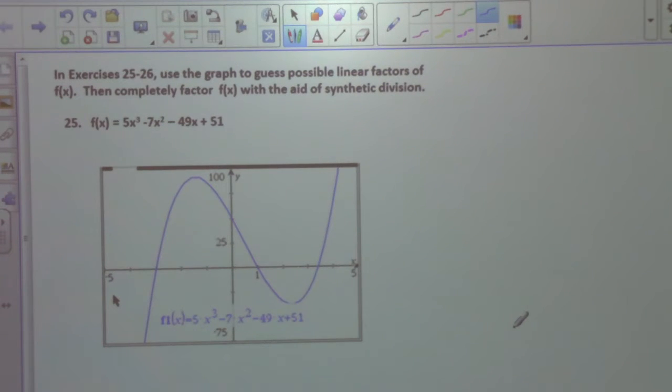We're going to continue on chapter 2.4, and we're going to put together some of the things we've been working on the last few days of class, from yesterday to Friday before the break to Thursday before the break. We're going to use the graph to guess possible linear factors of f of x, then complete the factoring of f of x with the aid of synthetic division. So what do we know about this function, both from the graph and from the function?